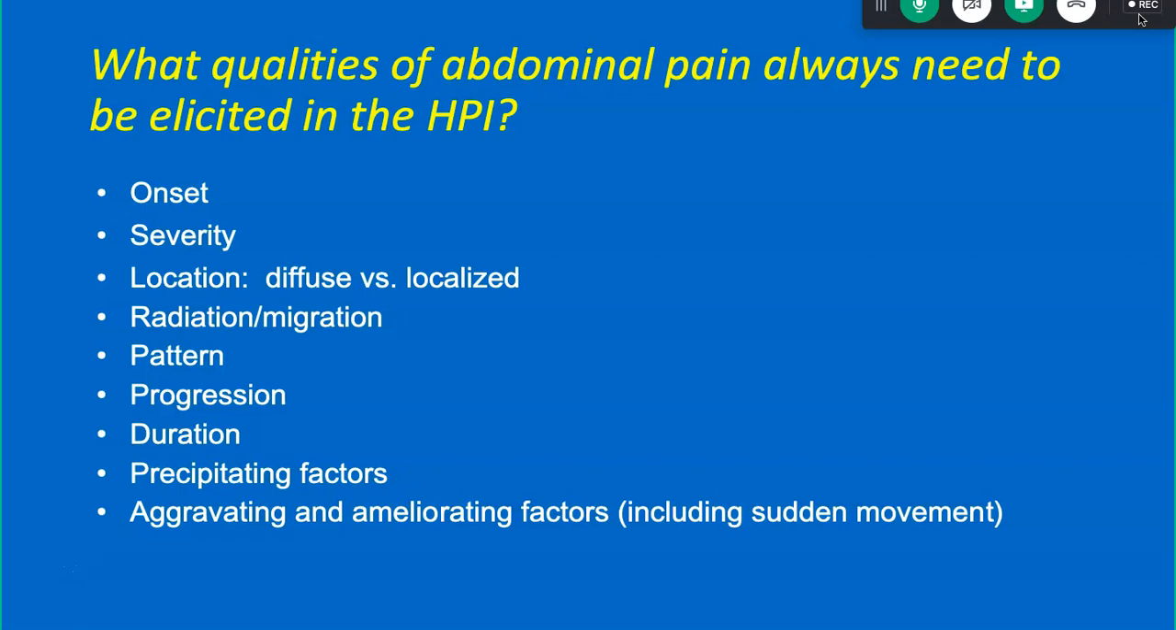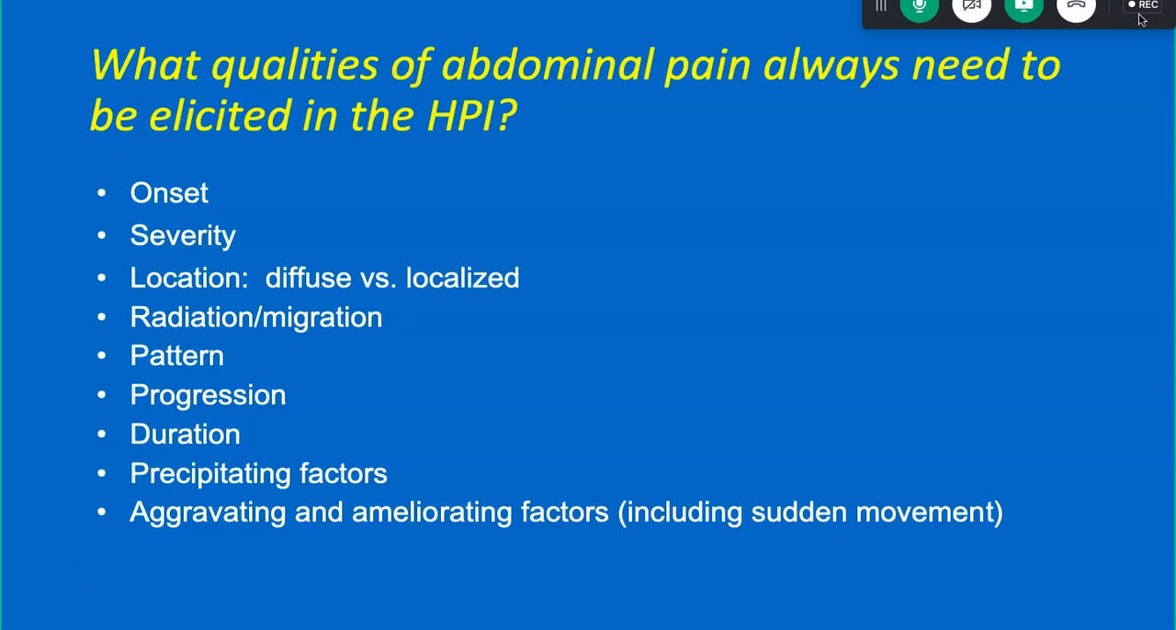Next is location. If it's diffuse, meaning over the entire abdomen, or localized, you can ask the patient to point with their finger where the pain is. The next quality is if it radiates or if it migrates. Radiate means that it spreads in a line, so the entire line between the two points is in pain, versus migrating, where it starts in one place and then later on it's in a different place.